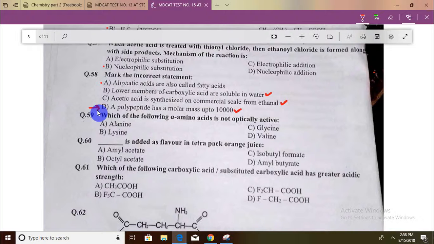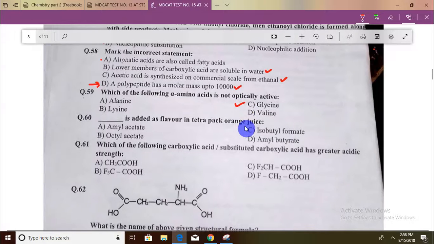So which of the following alpha amino acids is not optically active? And the answer is glycine. That is the only one that is inactive in all of the 20 common amino acids, because it has 2 H's and so lacks a chiral carbon.